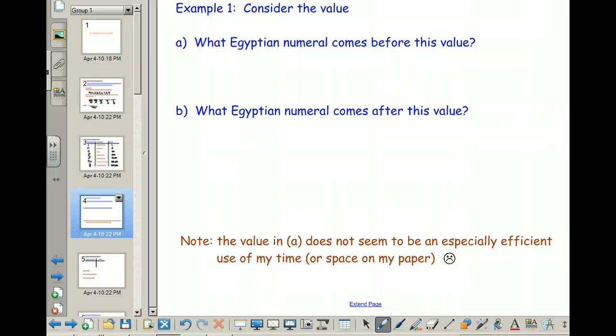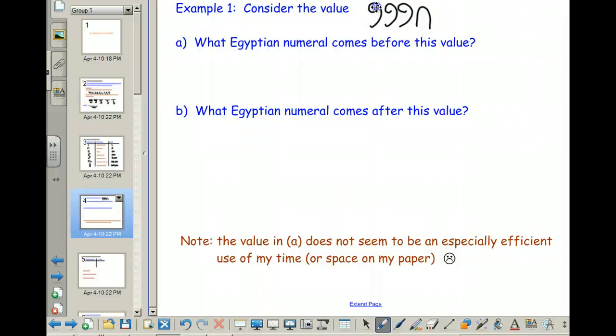Okay, so the first numeral that we're going to work with is three scrolls and a heel bone. What we're asked to do is figure out what number comes before this and what number comes after this. Generally speaking, either both answers are quick and easy, or one's quick and easy and the other requires a little more thought. In this particular case, the one that's easy is the one that comes after this. These scrolls all represent 100, right? So this is like 310.